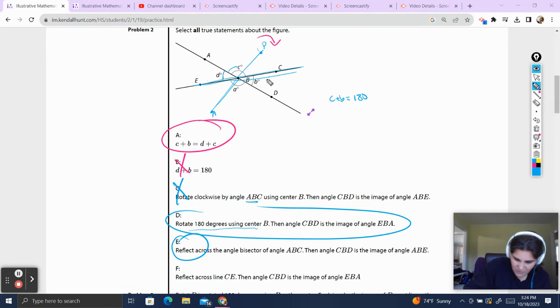CBD, EBA, no, that does not take this angle and put it over here. It just shifts them kind of down over there, but that does not make the angle. So that one is incorrect. All right, let's go ahead on to the next question.